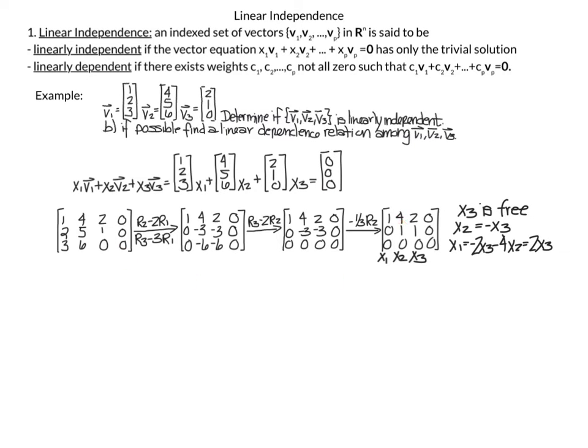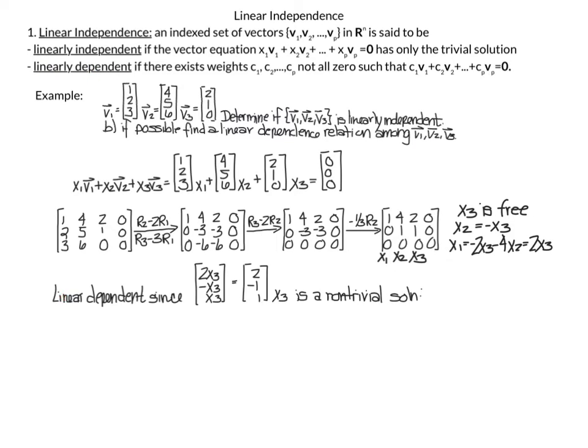I row reduce it until I get to 1, 0, 0, 4, 1, 0, 2, 1, 0, and 0, 0, 0. And what I find here with this last row is that x3 is free, and x2 will equal negative x3, and x1 will equal 2 times x3. And what that tells me is there's an x1, x2, x3 where they're not all equal to 0 that will solve this equation. That means there's a non-zero solution, so they are linearly dependent. And I wrote that here.